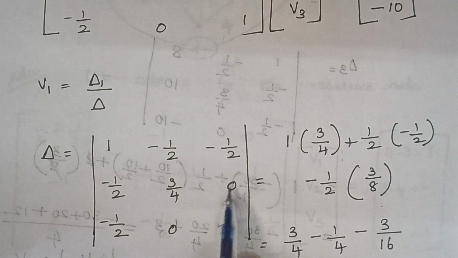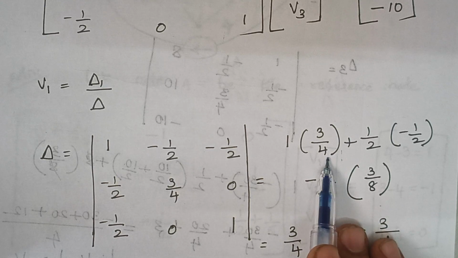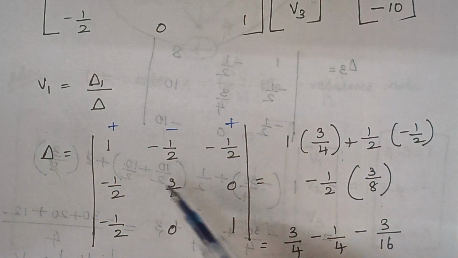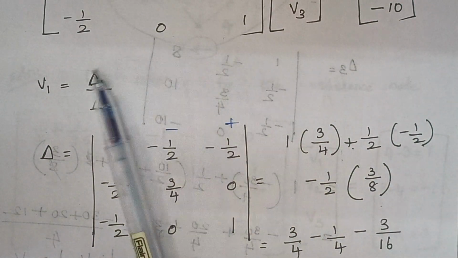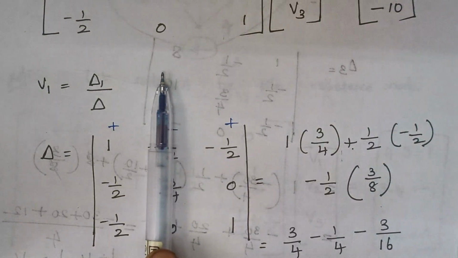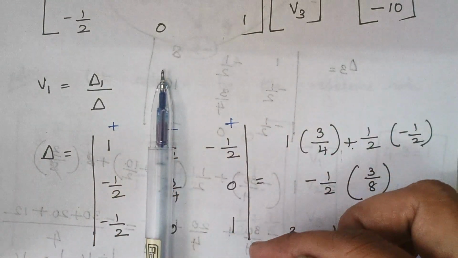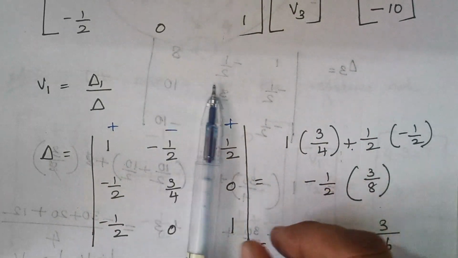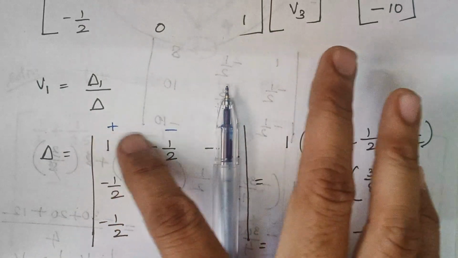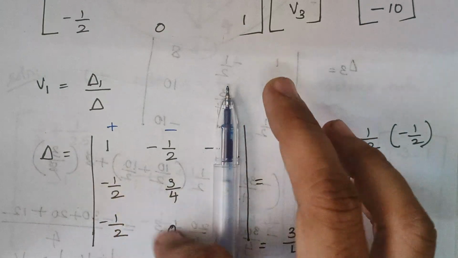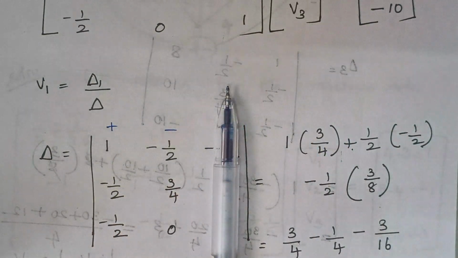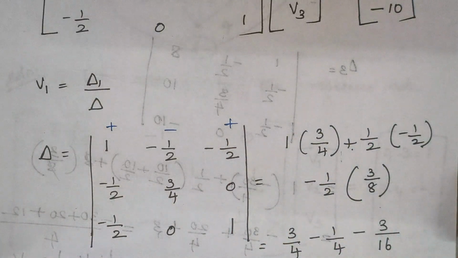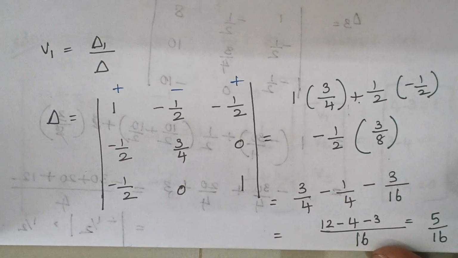So 3 by 4 into 1 minus 0, so 1 into 3 by 4. Again here while analyzing, it should be plus, it should be minus and it should be plus. So minus into minus becomes plus 1 by 2. Again you have to leave this column and this row. So minus 1 by 2 into 1 gives you minus 1 by 2. The next thing is minus 1 by 2, and again here you have to leave this row also. So this is 0 minus of minus 1 by 2 into 3 by 4, so that gives you plus 3 by 8. So once you solve, we end up with the answer as 5 by 16.